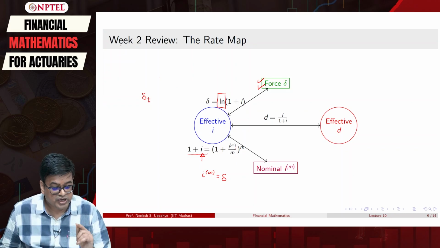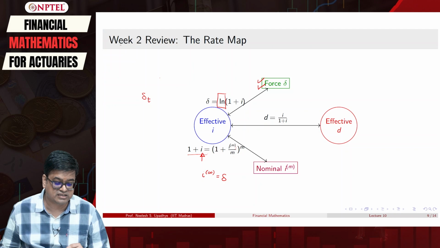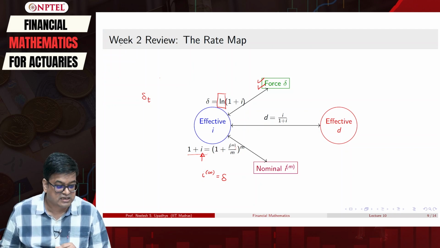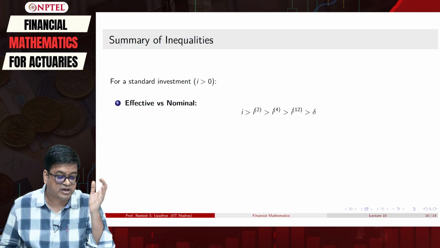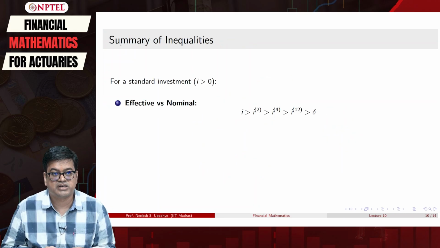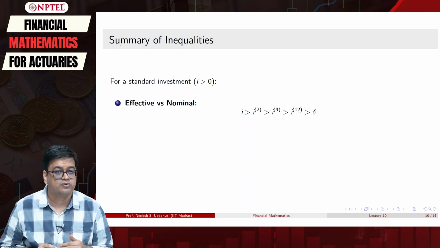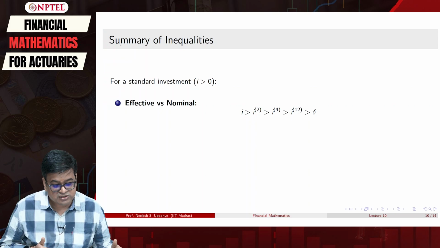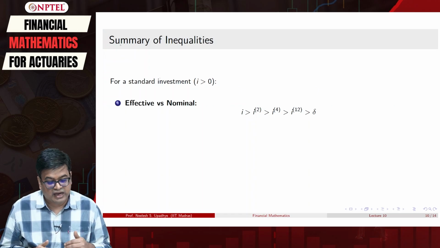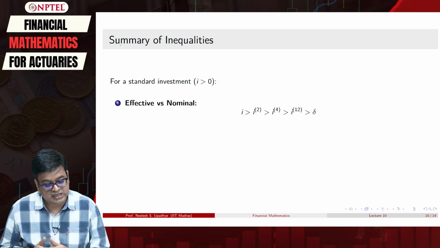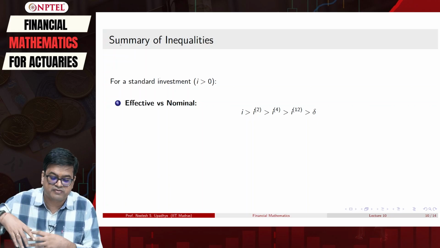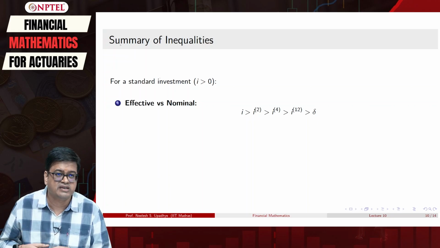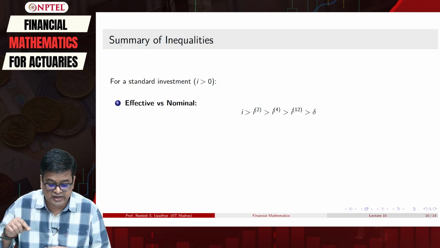In between, we established a hierarchical relationship between various interest rates and the positioning of delta based on those various interest rates. For example, for a standard investment where interest rate is greater than 0, we analyzed effective versus nominal interest rate and showed that as your frequency of compounding increases, you require a lesser and lesser interest rate. And where did it terminate? It terminates at infinite frequency of compounding. We got that result to be equal to delta.